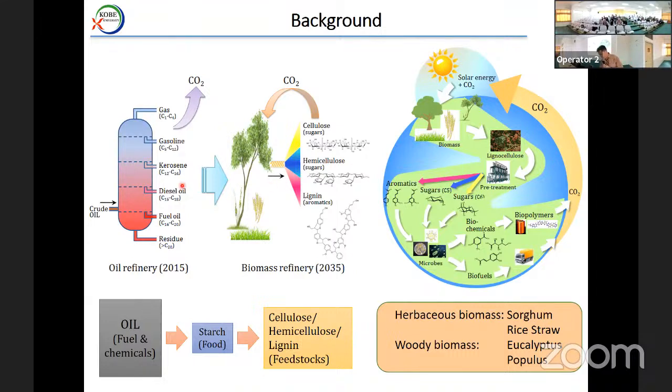So by analogy of the oil refinery, if we can separate these components, we can use all of the separated components for fiber or production of ethanol or something like that. So we call this strategy the biomass refinery, or biorefinery. Okay, so by these strategies, you can see here.